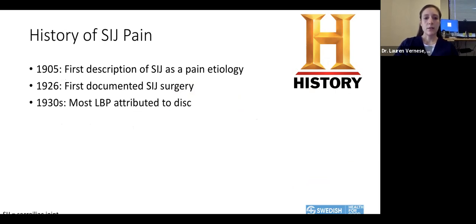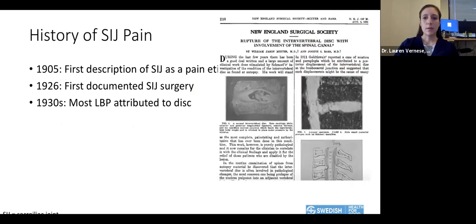Unfortunately, then in the 1930s, 2 surgeons performed their first discectomy for disc herniation causing nerve root impingement. And then they came out with a paper in 1934, basically saying that almost all low back pain can be contributed to the disc. This then put the SI joint on the back burner.